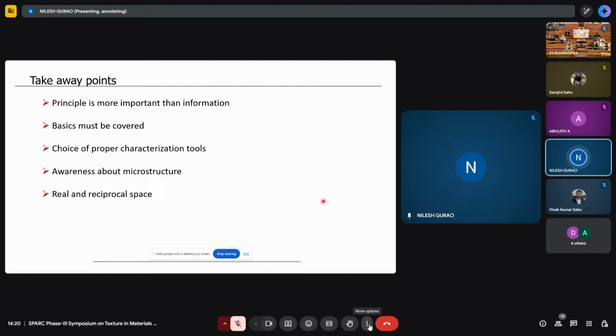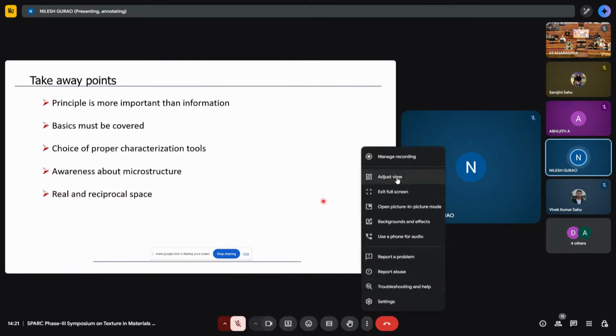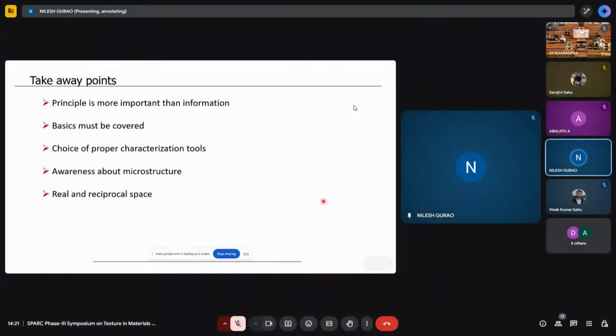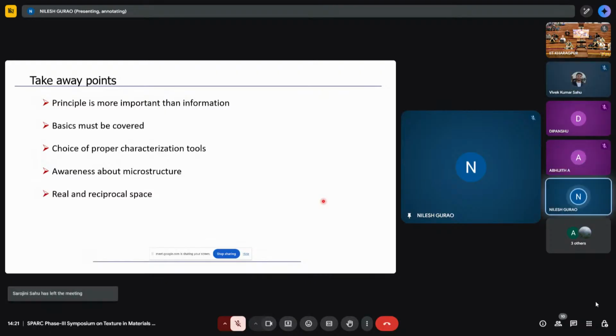Therefore, I say that in the choice of a proper characterization tool, we should know things about the microstructure. Why? Because if I'm having a big casting, I know that my grain size will be in tens to hundreds of microns. And then if I'm using a TEM for that, it does not serve the purpose, right? But yes, if this is a cast aluminum alloy where there may be some precipitates, then yes, I need to do TEM.